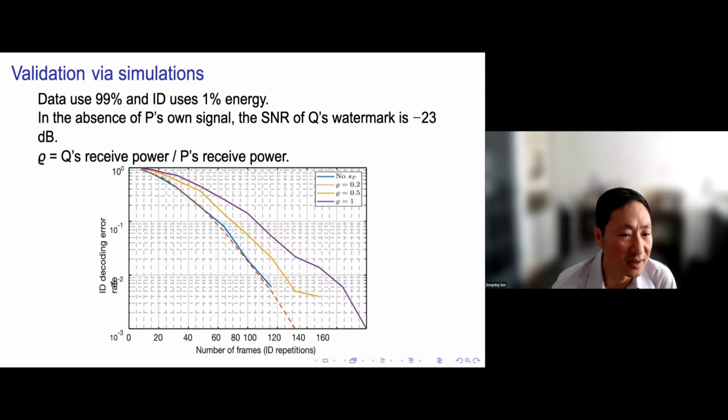There is one parameter here, that's the rho. It stands for the interference receiver's power relative to the receiver we are interested in. What is the difference between their power?